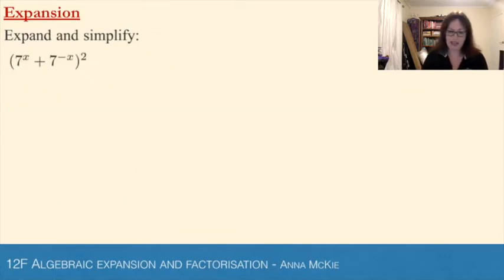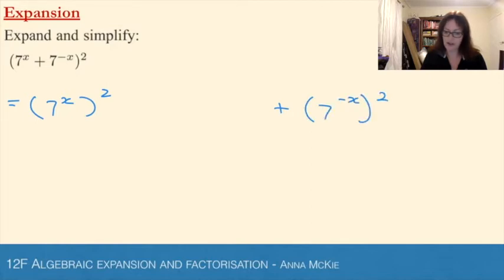Expanding and simplifying here. So we've got a perfect square. So my advice is, think about the separate sections. The first term you square, then you've got the end term that you square, and in the middle you've got 2 lots of the other 2 together. So I'm going to write it with brackets.